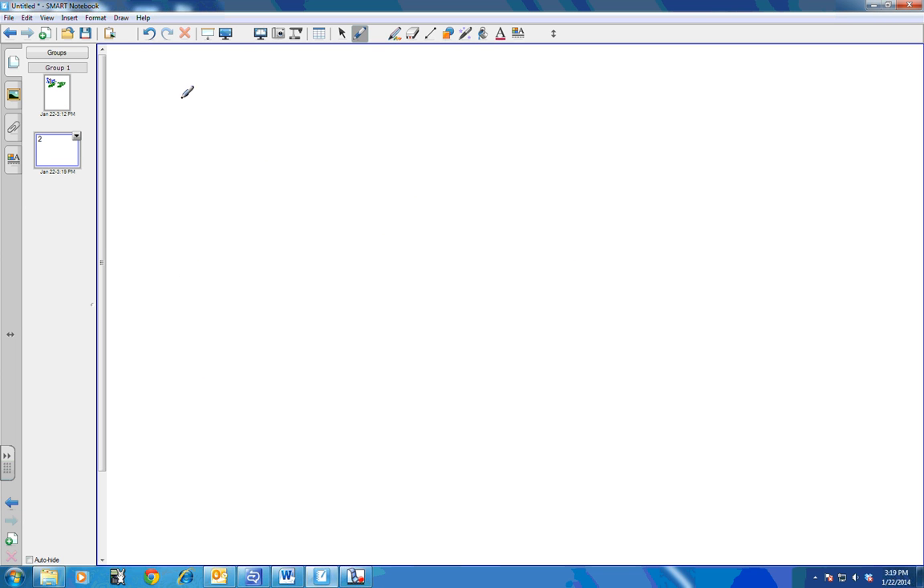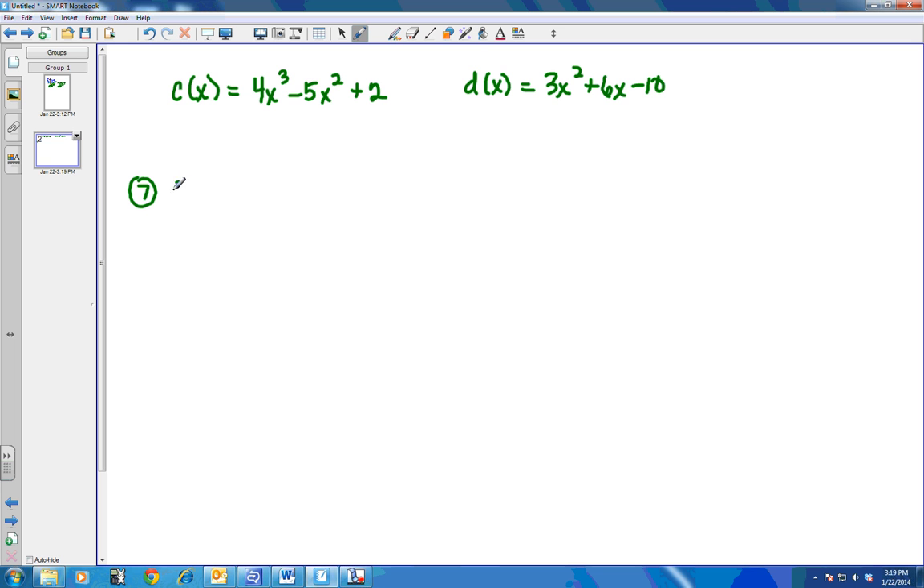Okay, on 7 through 10, they gave me a new equation. They said C of x equals 4x cubed minus 5x squared plus 2. And then they gave me another one. They said D of x equals 3x squared plus 6x minus 10. So they gave me two equations to use, and number 7 says, okay, find C of y to the third.